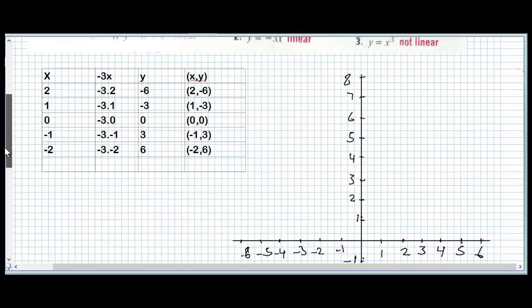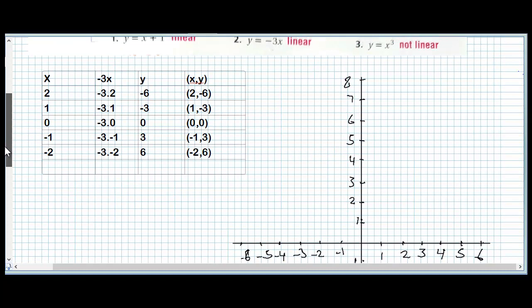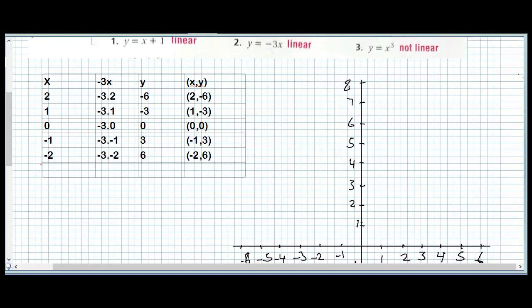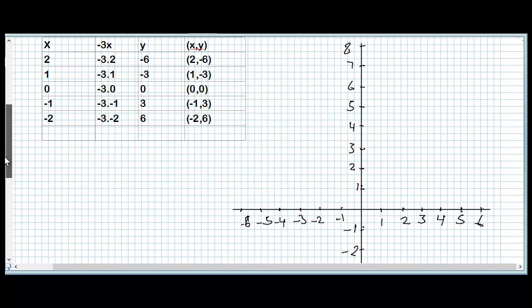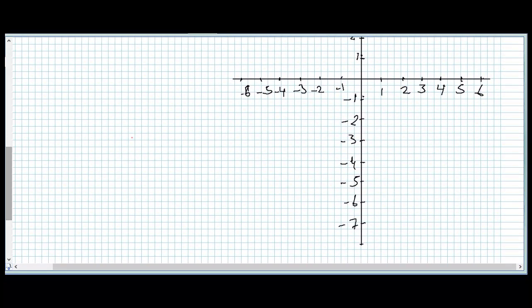Let's draw. So here, let's put our points. First one is 2 and -6. So 2 and -6 will be down here. 2, and then I will go to -6 here. So our point is here, 2 and -6.